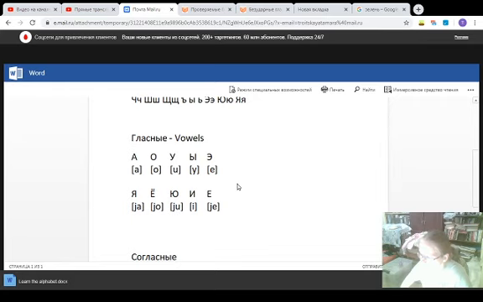And also we have some rules when letters are not pronounced the same way as in the stressed form. Okay, so it's the first lesson. Please ask some questions. I'll be glad to answer.